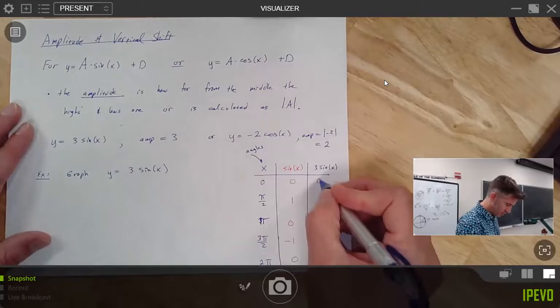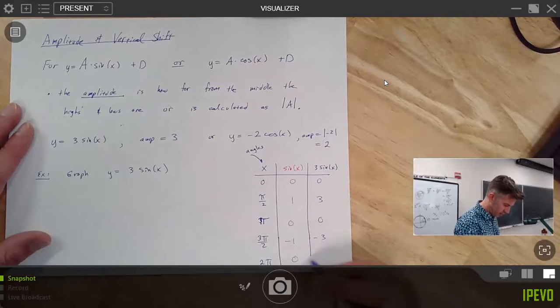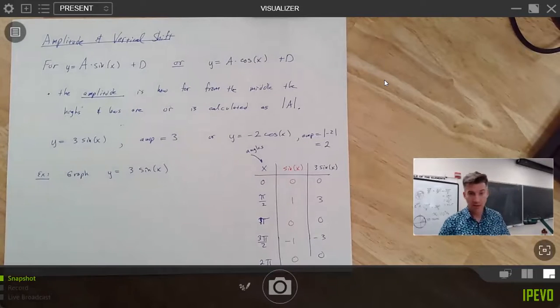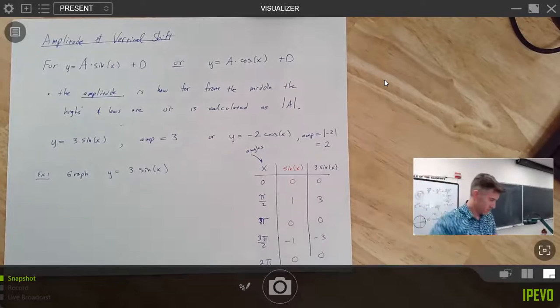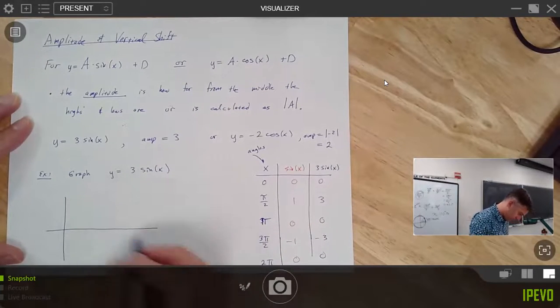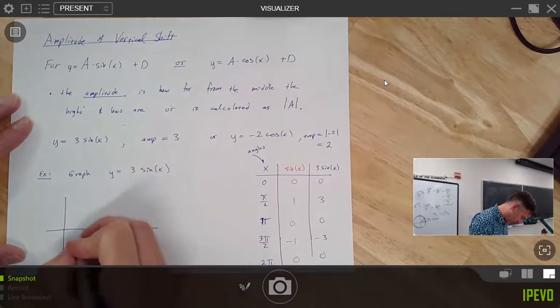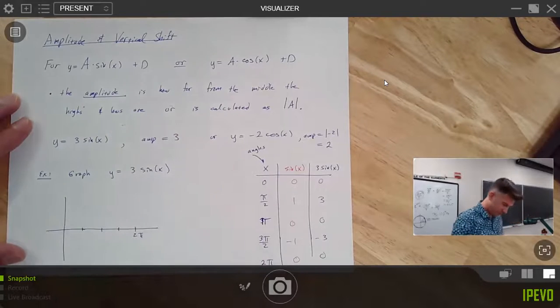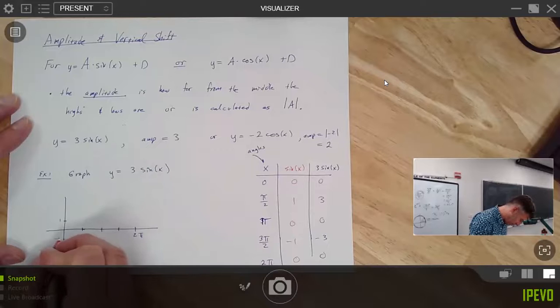3 times 0 is 0. 3 times 1 is 3. 3 times 0 is 0. 3 times -1 is -3. 3 times 0 is 0. So it's going to look a lot the same, except it's going to be stretched out vertically. So here's 2 pi, cut it in half again. And then let's say that's 1, -1.